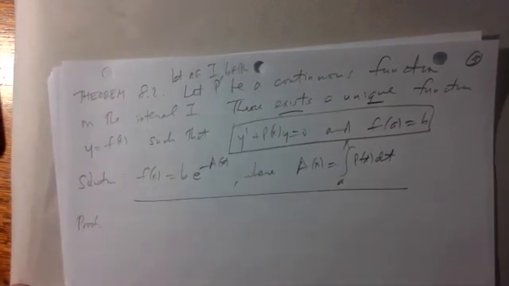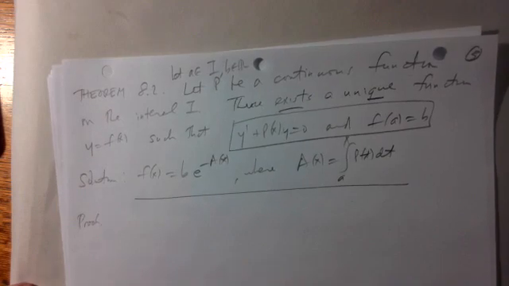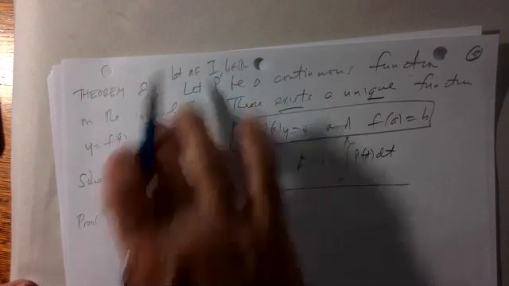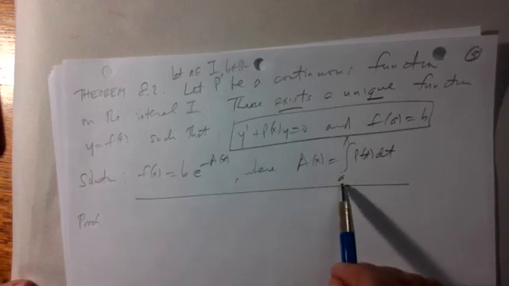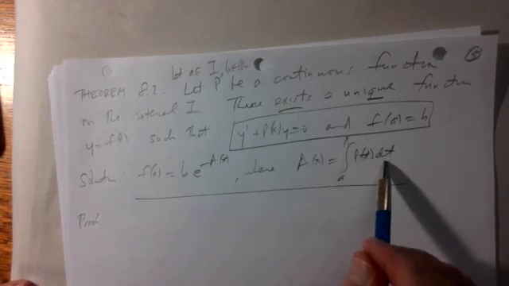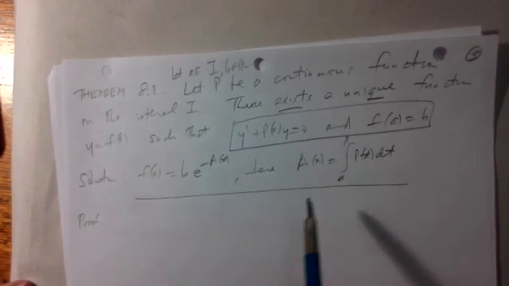Proof. So let's show, first of all, that this is a solution. What do we know? P is a continuous function on the interval I, so you can integrate it. So for any x in I, the integral from a to x of p of t dt exists. That's capital A of x.